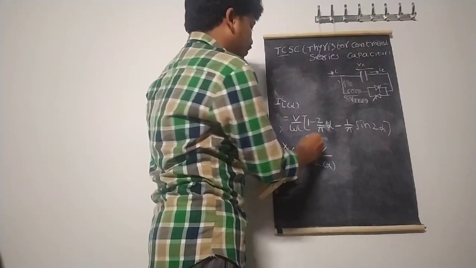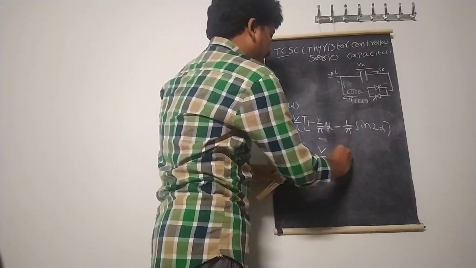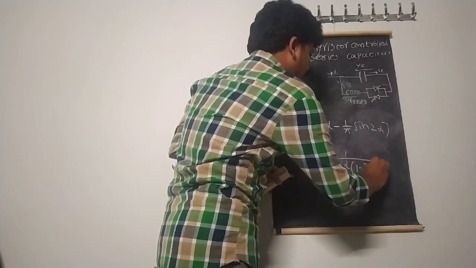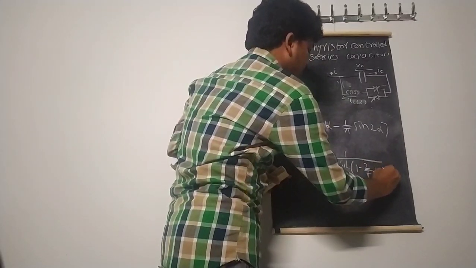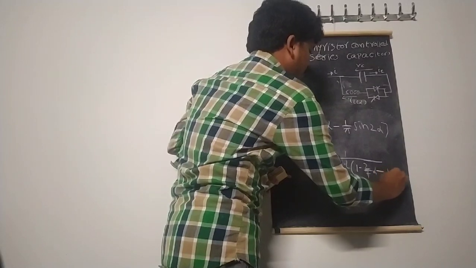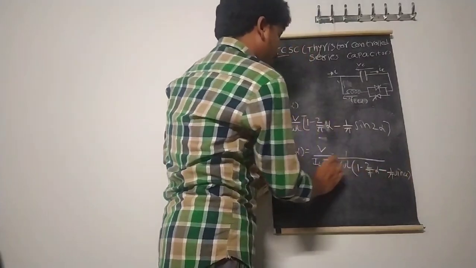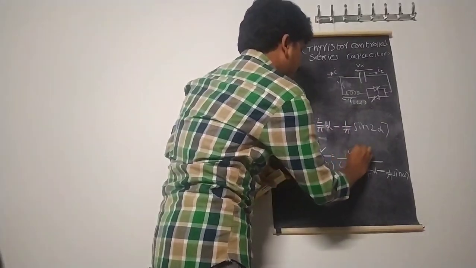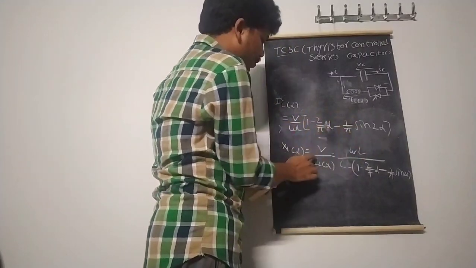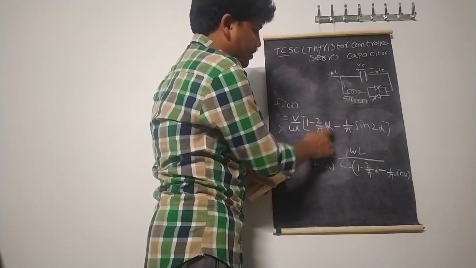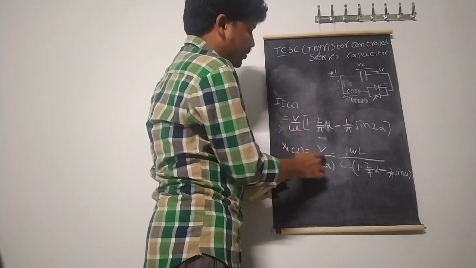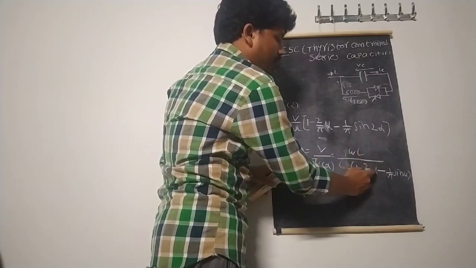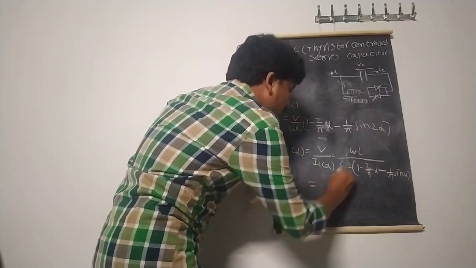ఈ ఈక్వేషన్ సబ్స్టిట్యూట్ చేస్తే ఏమవుతుంది? సో ఇక్కడ V ఉంది, ఇక్కడ V ఉంది. Again V cancelled. Only we are having 1 by omega L into 1 minus 2 by pi alpha minus 1 by pi into sine 2 alpha. But again omega L పైకి వెళ్ళిపోతుంది కాబట్టి, so this is omega L. Substitute IL of alpha in this equation into V by IL of alpha. V cancel అయిపోతే omega L పైకి వెళ్ళిపోతుంది into the denominator omega L by 1 minus 2 by pi alpha minus 1 by pi into sine 2 alpha. From this, what is omega L here?